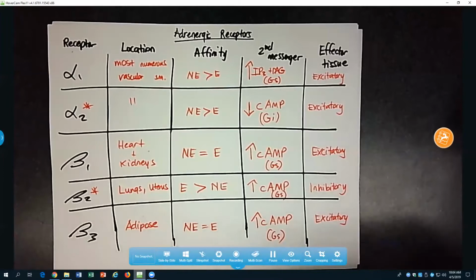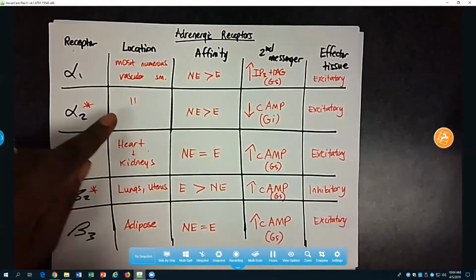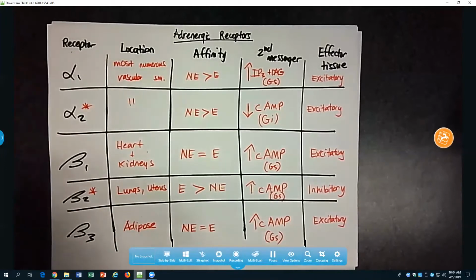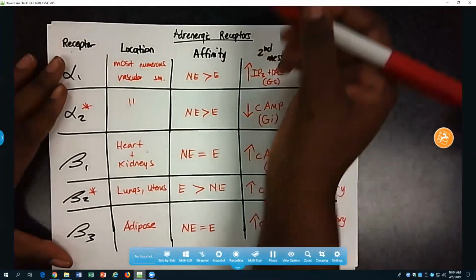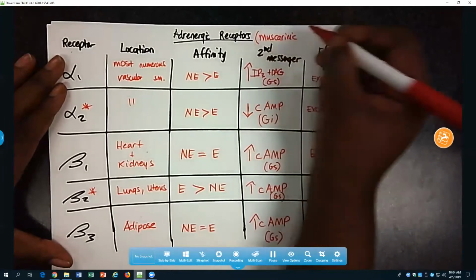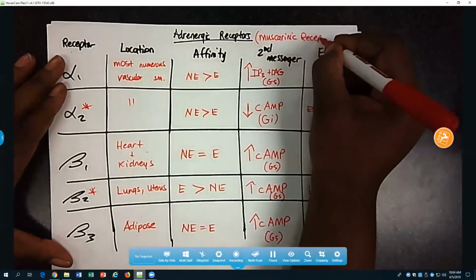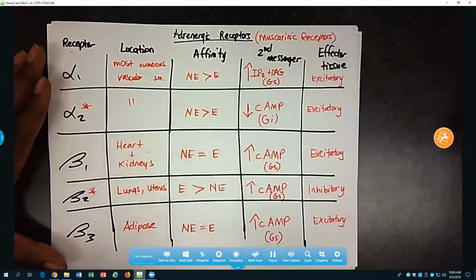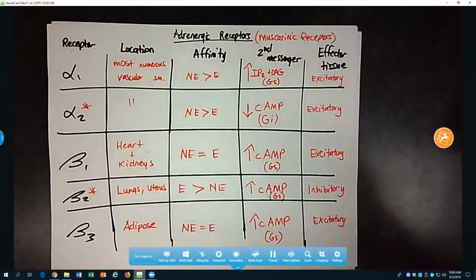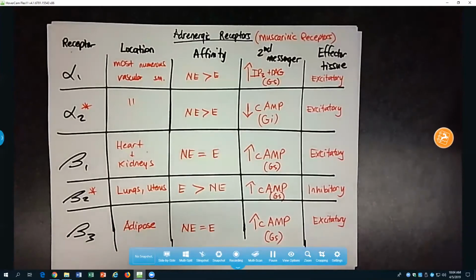Which one? Top. This one? This is the same. Most numerous and also found on vascular smooth muscle. Now we want to bear in mind here, just as a side note, that these are all G protein-coupled receptors, meaning that the receptors are not a channel, but instead the receptors are coupled to a G protein, right? So there's that sequence of events that takes place inside the cell after norepinephrine binds to these receptors.